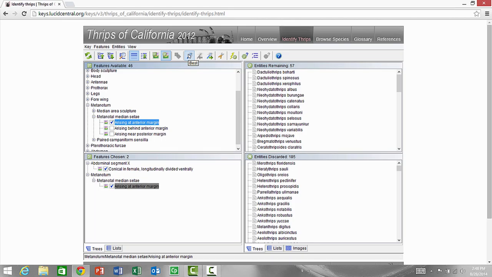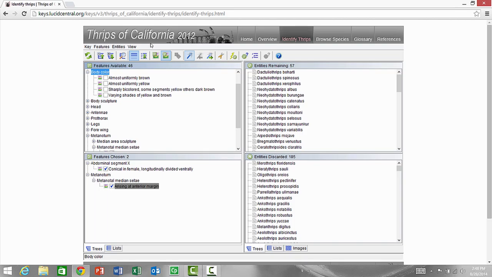Clicking now on the next best character, body color. That's a pretty easy one. And we have four choices there. We have almost uniformly brown. And I think you've seen enough already from this specimen to know that it's uniformly brown. Let me just say that I know what this species is in advance, and it has a yellow form. But it will not matter: for your specimen, you'll still be able to identify the species correctly by clicking on yellow form in your case. Seems very simple.